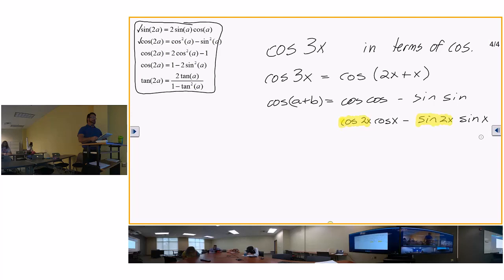So what are we going to use for the cosine of 2x? You're going to use the cosine squared minus the sine squared. And for the sine of 2x, you're going to use 2 sine cosine.